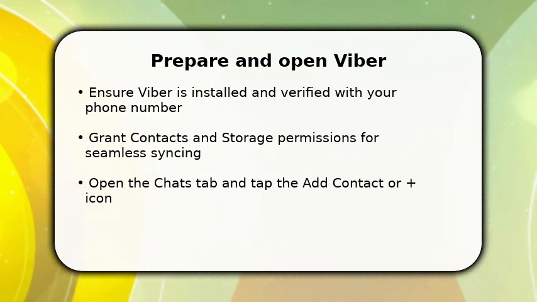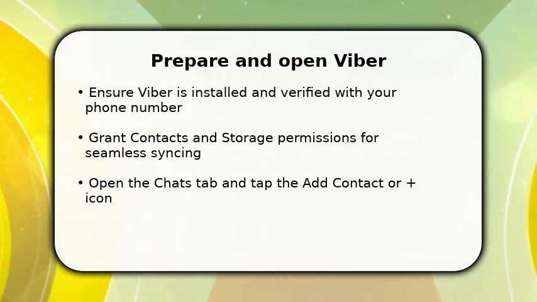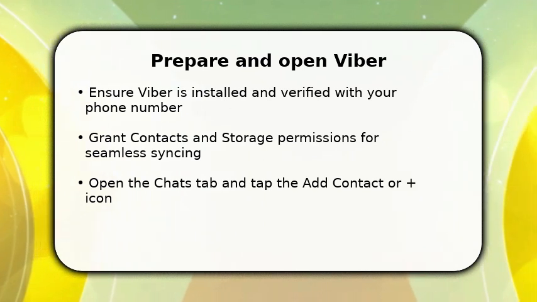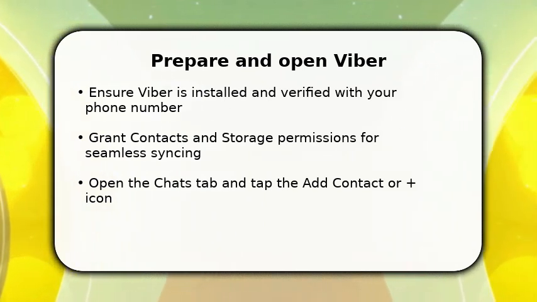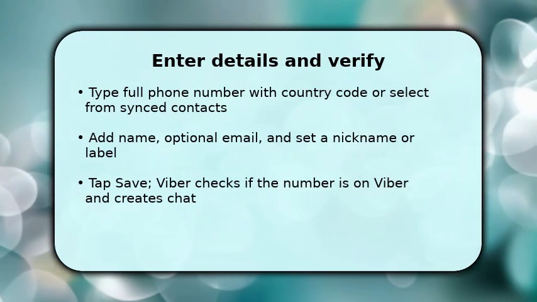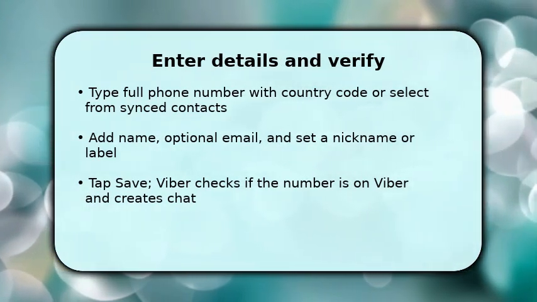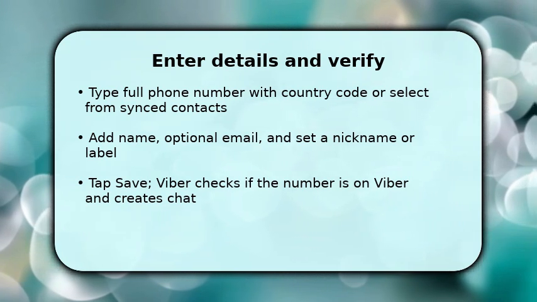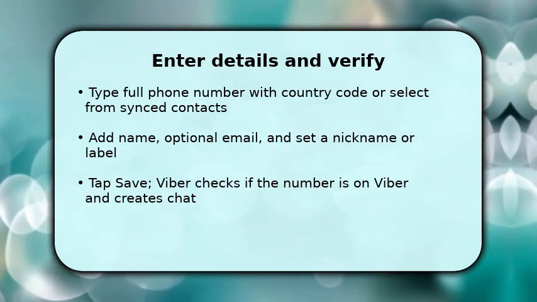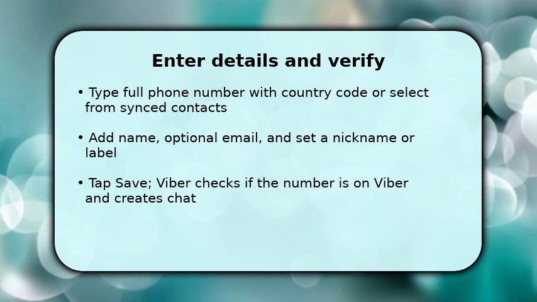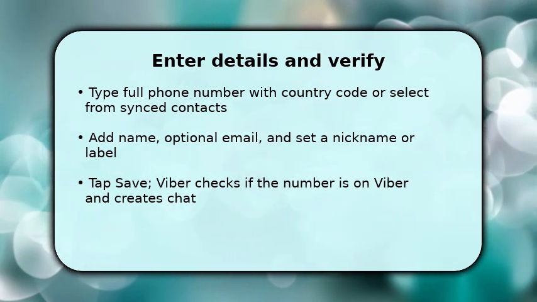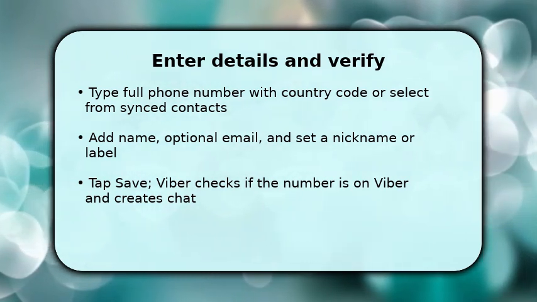That's why permissions matter. Next, choose whether to enter a phone number manually or pick from your phone contacts to continue. Now enter the contact details. Type the full phone number including the country code, or select an existing synced contact to avoid typos. You should add a recognizable name and optional email or nickname so you can find them quickly later.